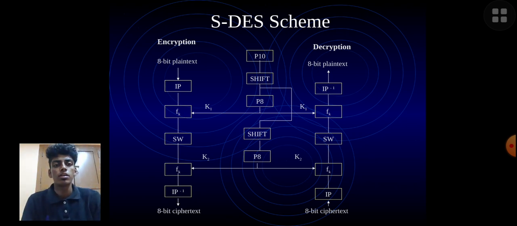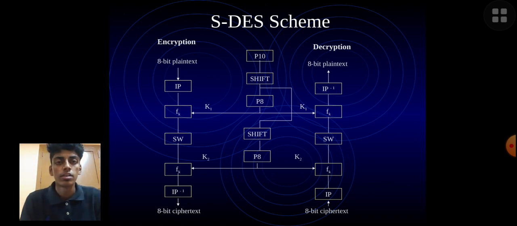This is the SDES scheme. In this scheme we have encryption and decryption. The middle part is key generation. In encryption we have the 8-bit plain text, and in decryption we have the 8-bit ciphertext, and finally it produces the same 8-bit plain text.